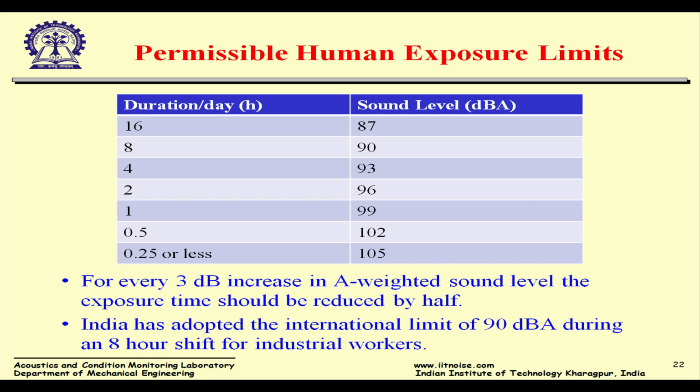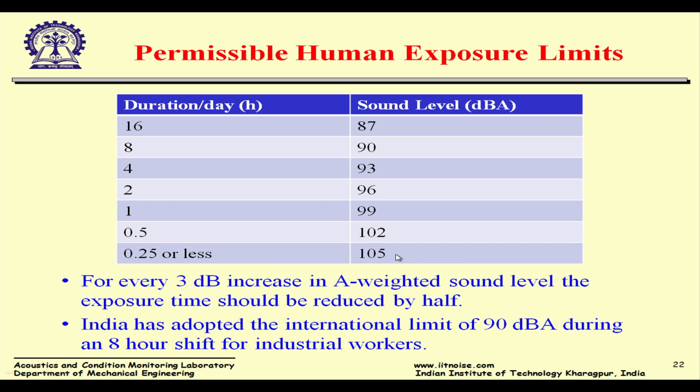Now, next question is, what are the permissible human exposure limits? And that is the question everybody asks. So, there are certain international standards. The OSHA standard in the USA says a person for an 8-hour period must not be exposed to more than 90 dBA. And for every 3 dB increase in A-weighted sound level, the exposure time should be reduced by half. So, if your worker has to be exposed to 93 dBA, please ask him to only be exposed for a duration of 4 hours, and that is how it goes.